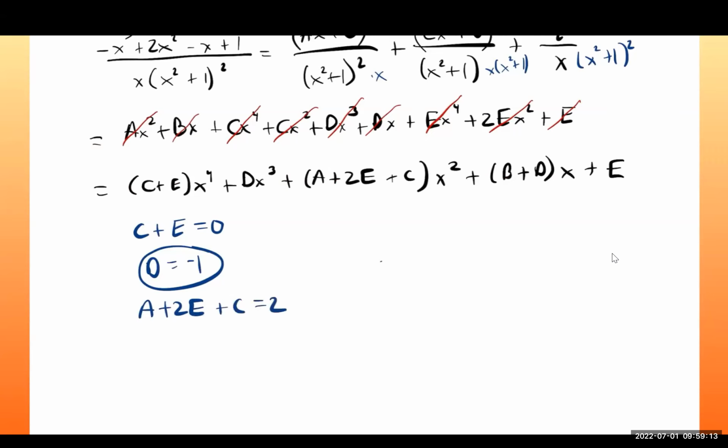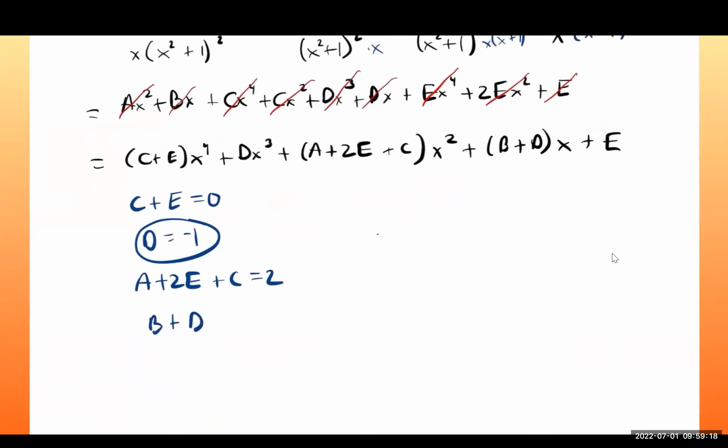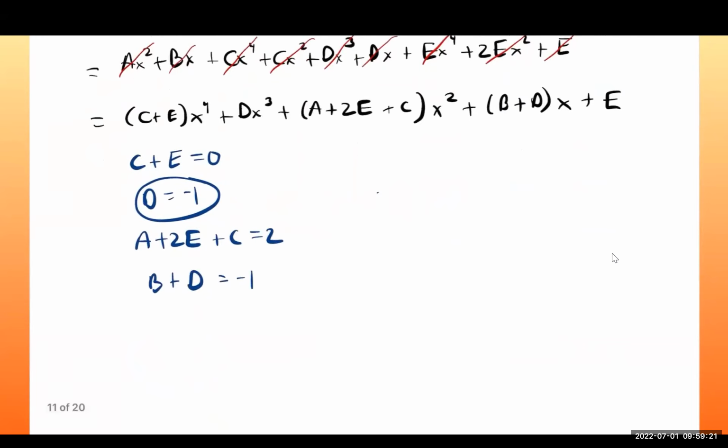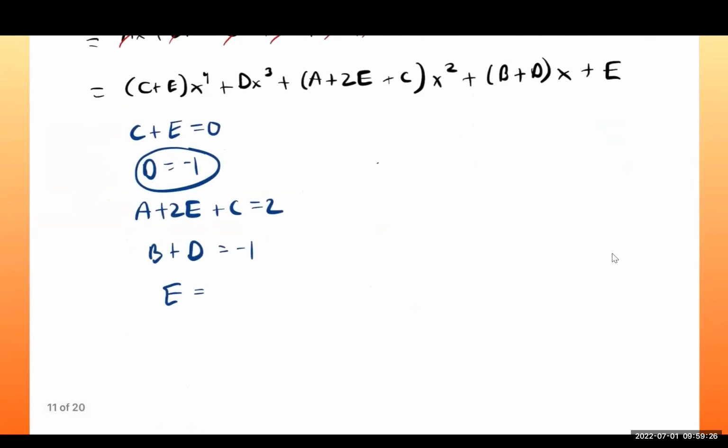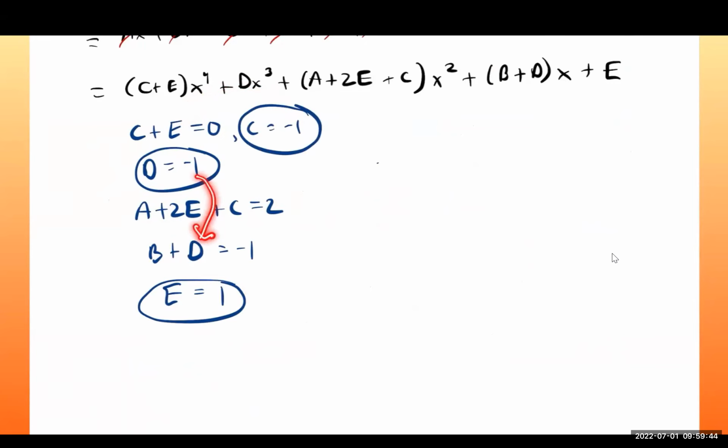A plus 2e plus c must equal 2. And then for the linear term, it should be -1. So b plus d must equal -1. And finally, for e, the constant must be +1. All right, so now let's substitute and solve. So if you plug in 1 for e, that's going to be c is equal to -1. All right, if you plug in -1 for d, and then you add 1 to both sides, you're going to get b is equal to 0.